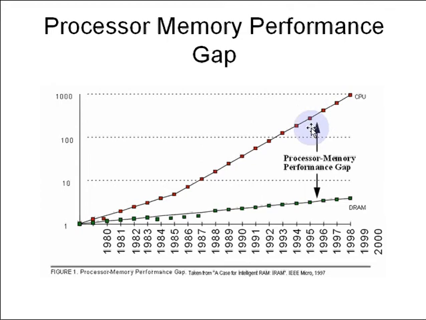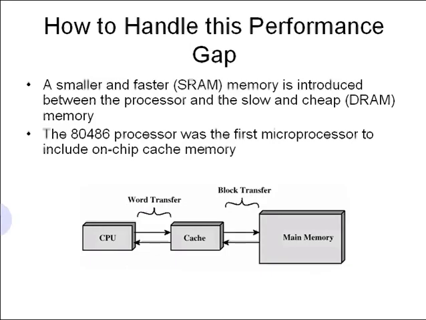The CPU could have executed at a much faster speed, but the slowness of the memory was holding back the overall performance of the system. So how to solve this performance gap between CPU and main memory? That's where cache memory comes in.